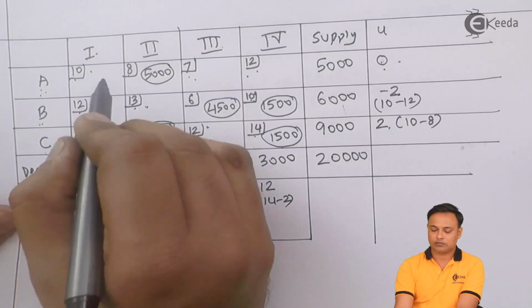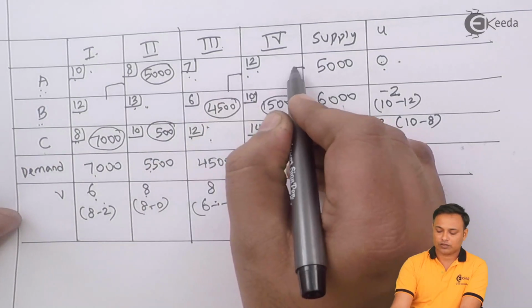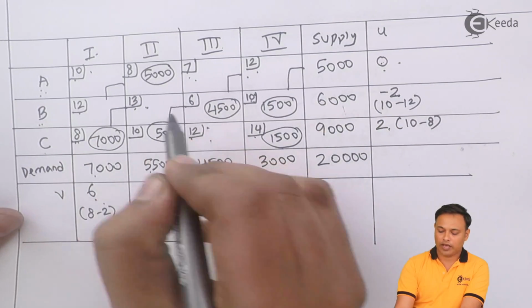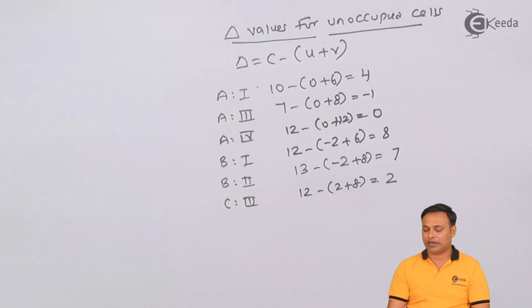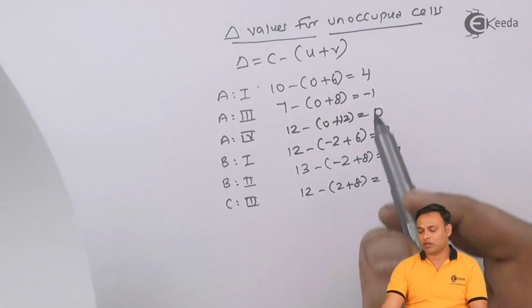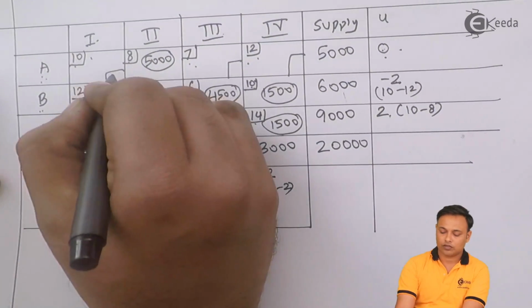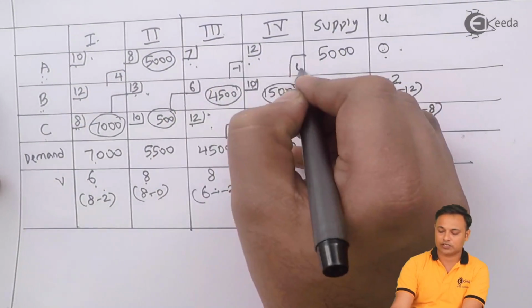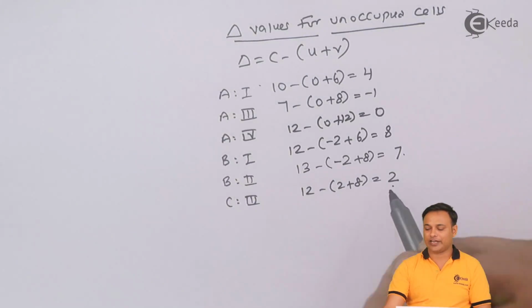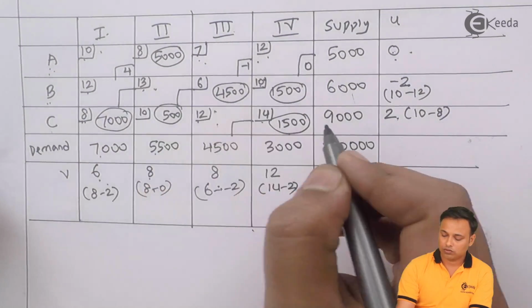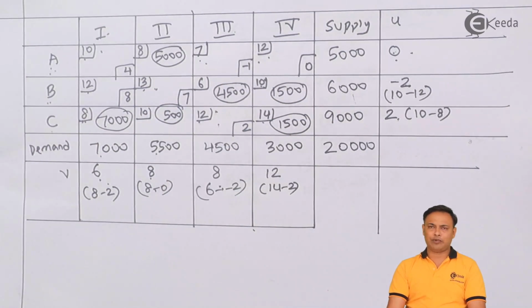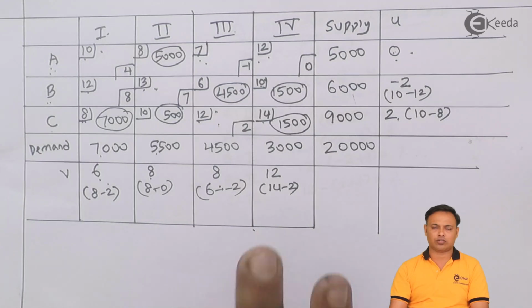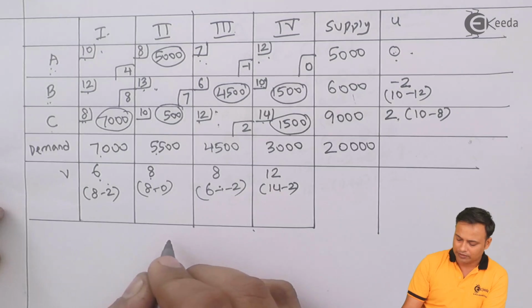So we have 1, 2, 3, 4, 5, 6 unoccupied cells. So we have got 6 unoccupied cell delta values, which are 4, minus 1 and 0. Next we have 8, 7 and 2. And it can be observed that one of the delta values is negative. So we can say that this solution is not optimal. So let's note down that line.